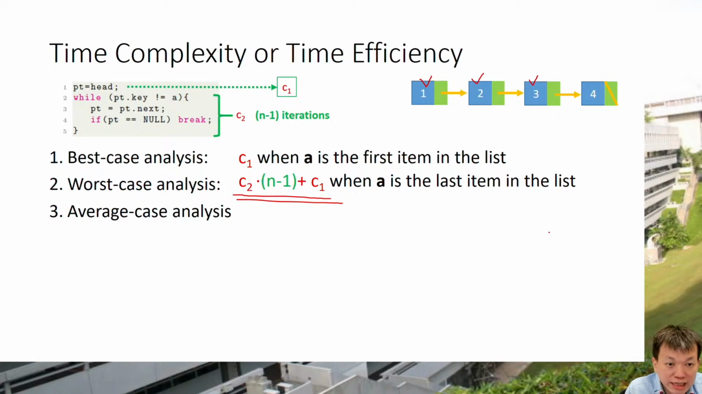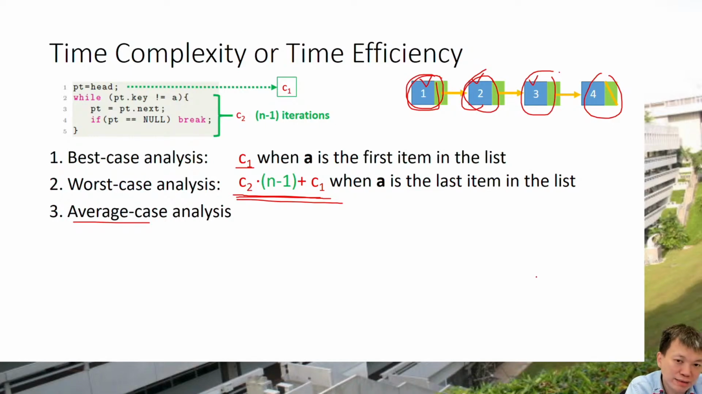So what is the average case? Best case, worst case. Best case, first item. Worst case, last item. Again, as I said, the hardest one is finding the average case. Finding the average case, you need to check the first item, and then you check the second item. It can be the first item, it can be the second item, it can be the third item, it can be the fourth item. So you need to sum all the cases.